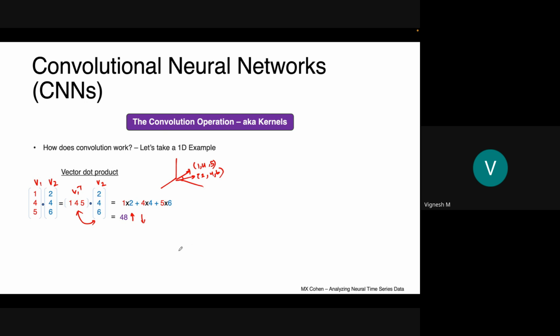So in a way that tells you about some form of similarity, pattern matching. This is the takeaway: the bigger the dot product, the bigger the similarity between these two vectors in some sense. Now we'll talk about the idea of a signal and kernel.